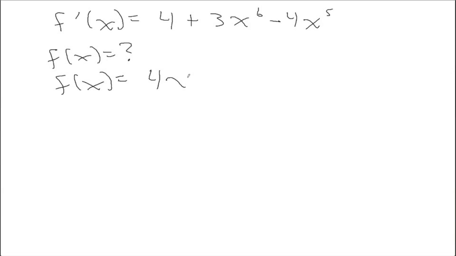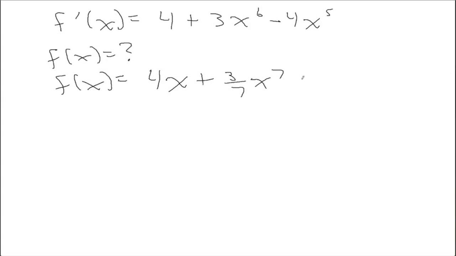4x. Excellent. And what's the antiderivative? And then we'll add the next. What's the antiderivative of 3x to the 6th? Okay. That would be 3/7 x to the 7th. Excellent. Good. You could check that. Good. And then what's the antiderivative of negative 4x to the fifth?